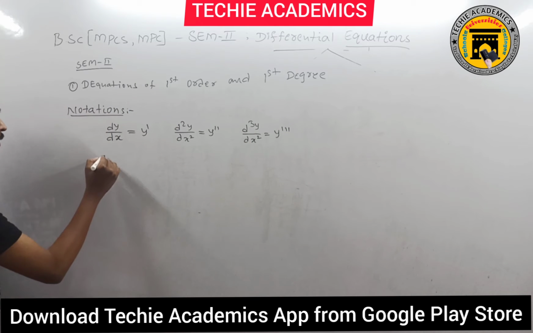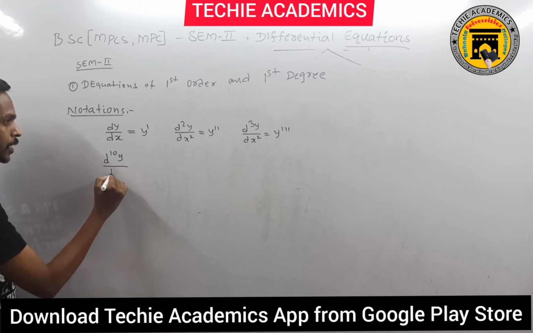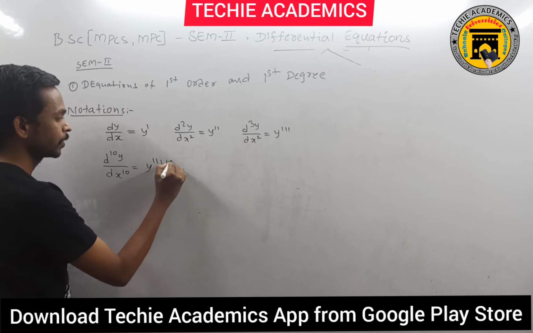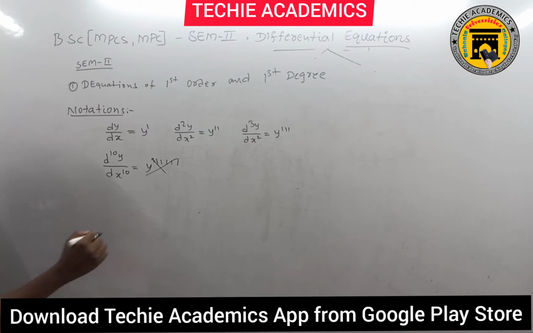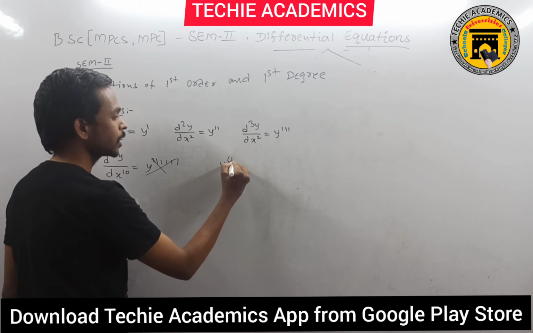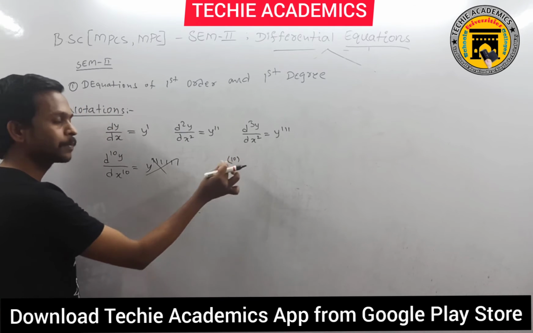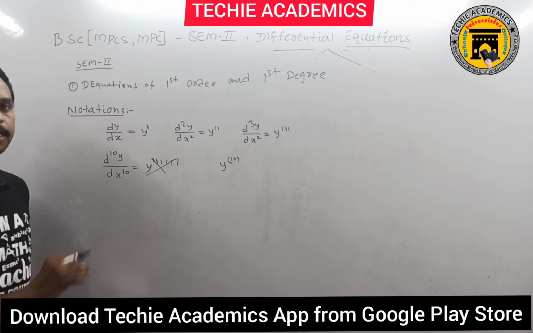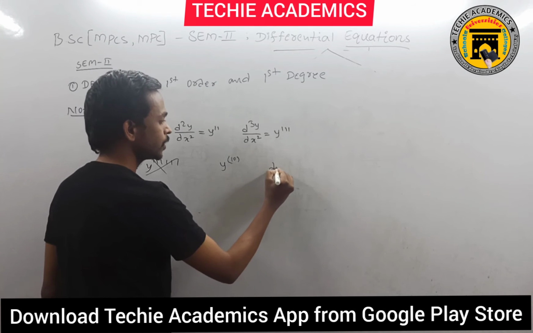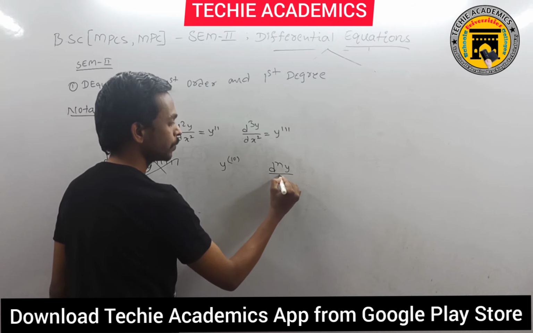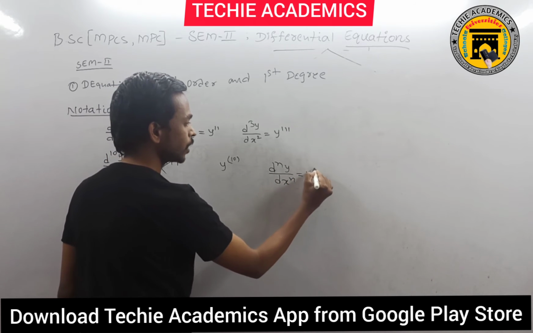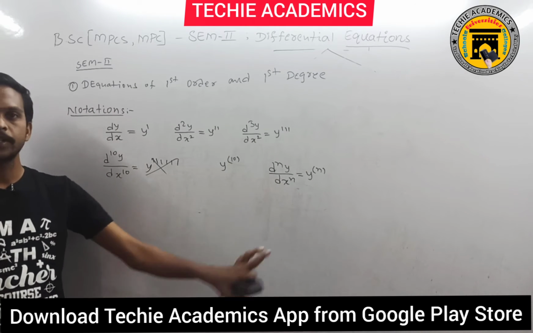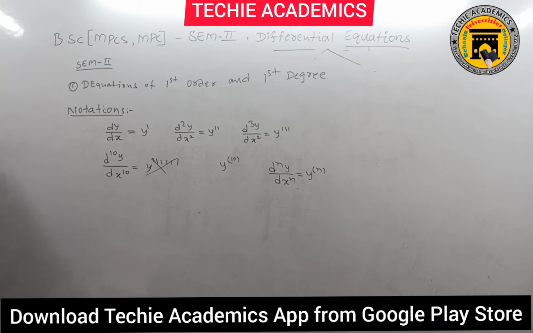For example, d power of 10 y by dx power of 10, how will you write this? Like this? No, this is wrong. You should write y power of, in brackets, 10. If a number is in brackets, it means this is a 10th order differential equation. So the general notation is d power of n y by dx power of n, which can be written as y power of n. This is the general notation of an nth order differential equation. Okay, this is about notations.